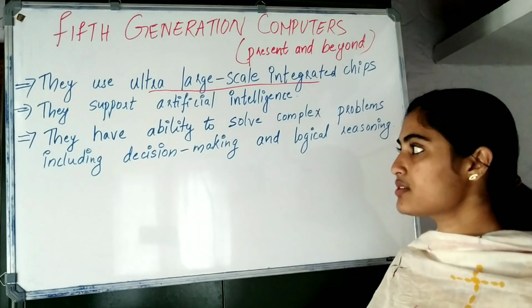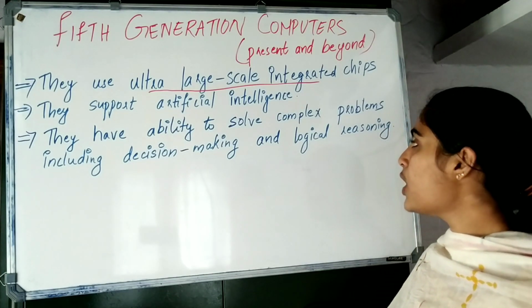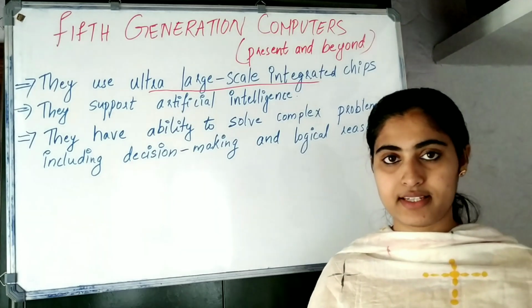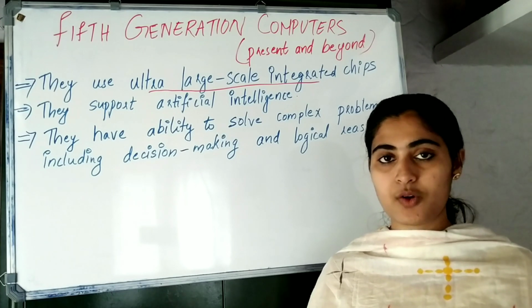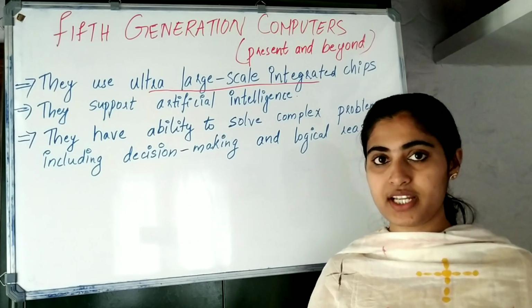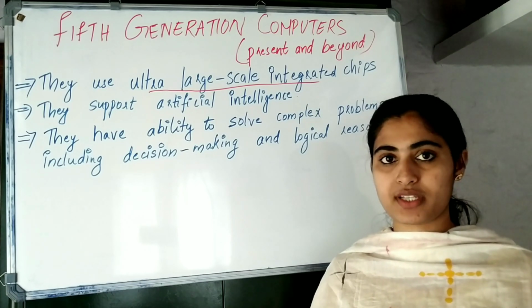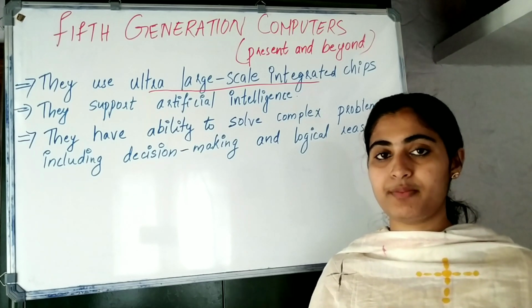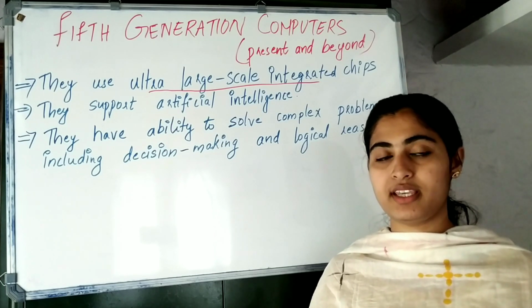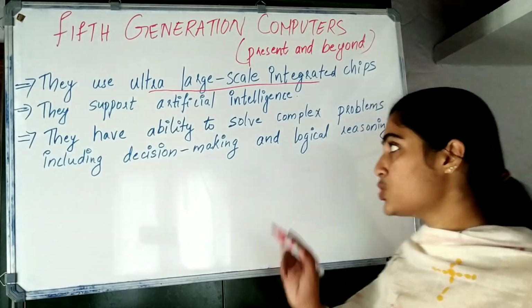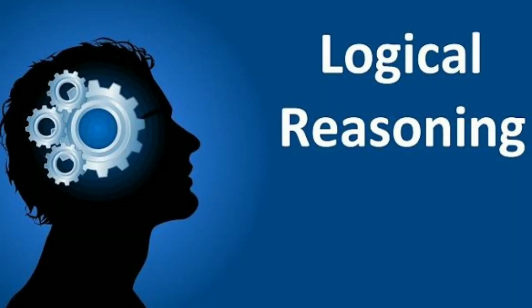And last point is, they have the ability to solve complex problems including decision making and logical reasoning. That is, because they use artificial intelligence, they are able to solve complex problems. They can do decision making, they can think like humans, they can take a decision like humans, and also they can do logical reasoning. What do you mean by logical reasoning? It is a step-by-step procedure in which we can solve a problem.